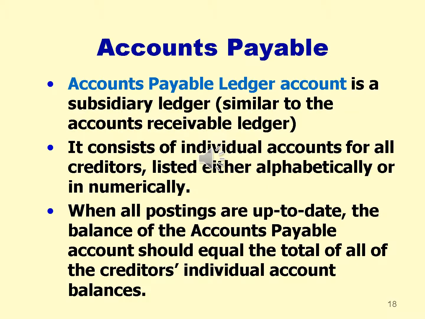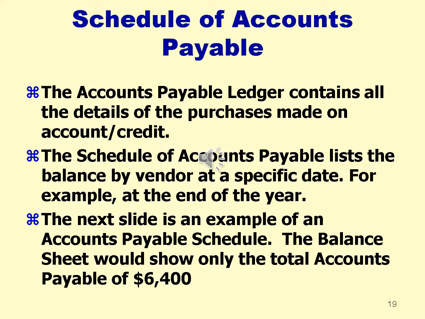The accounts payable ledger is used to maintain all the balances for each of the vendors in one schedule. It is similar to the accounts receivable ledger that we studied for sales on account in Chapter 5. The accounts payable ledger lists all the balances for the vendors at a specific date, for example, at the end of the year. The next slide is provided to give you an example of the accounts payable schedule.